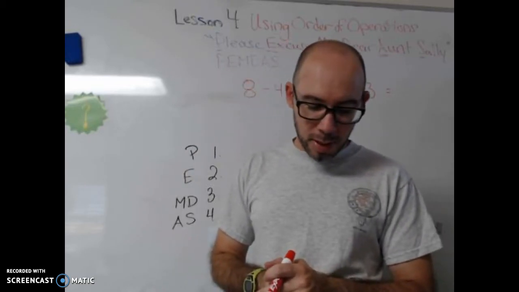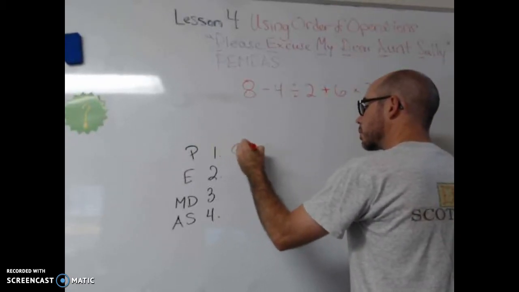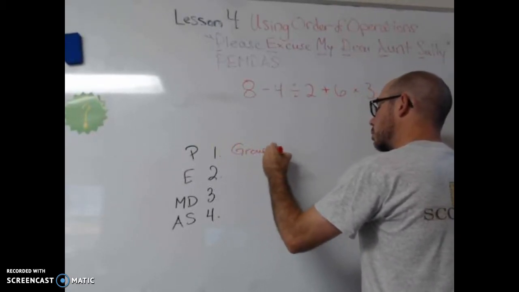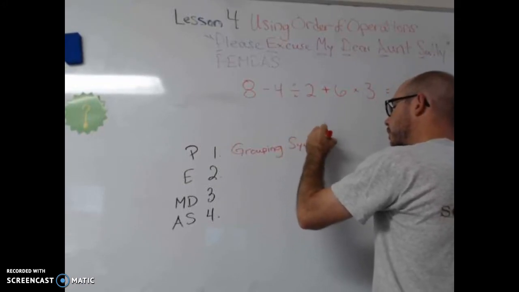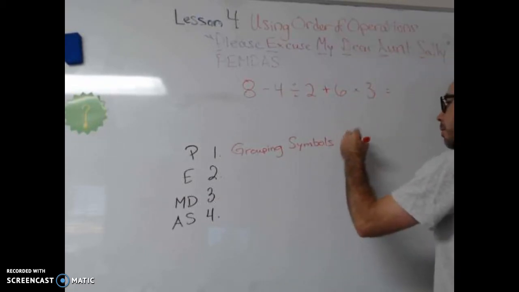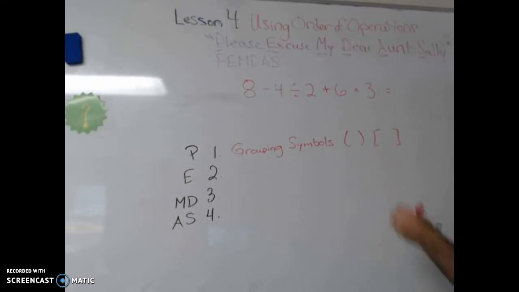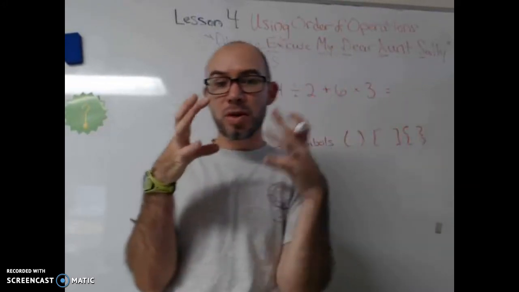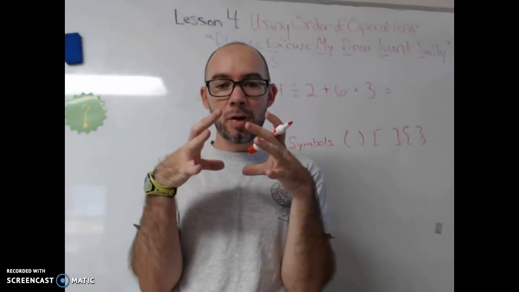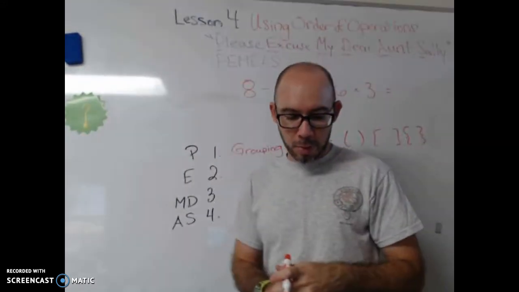So let's start with the P. The P stands for parentheses, or grouping symbols. First, you do all your work within grouping symbols. These would be things like parentheses, or parentheses inside of parentheses, like brackets or braces. We say we're going to do everything inside of there first, whether it's adding, subtracting, multiplying, dividing. We're going to do all that first because it's saying this is its own little problem that we need to solve, and that's the priority.